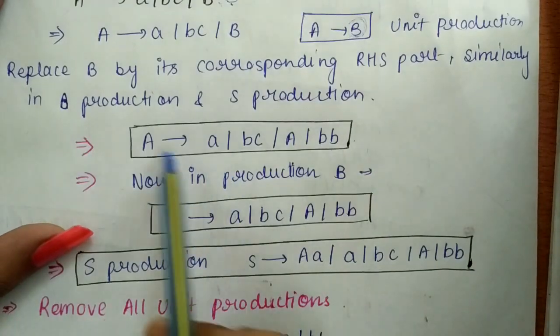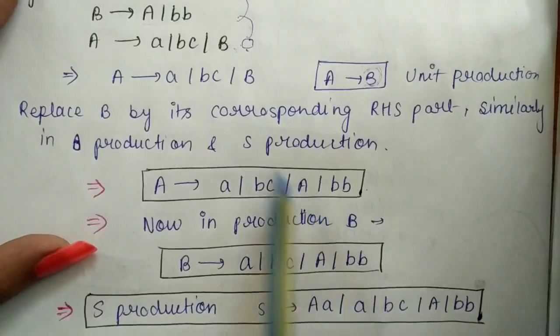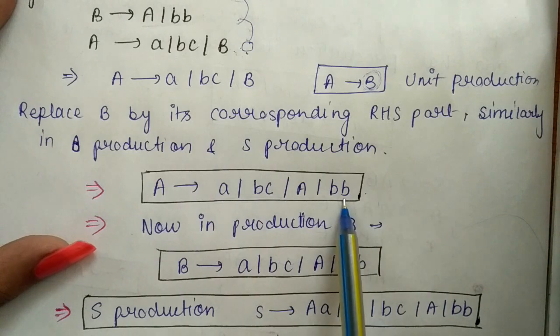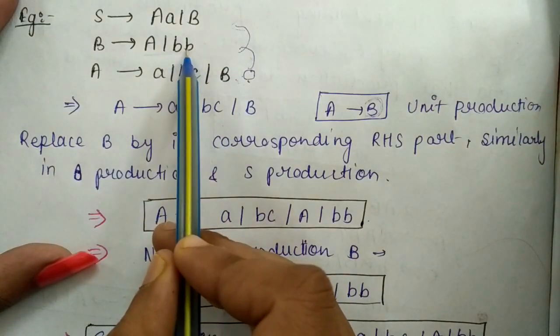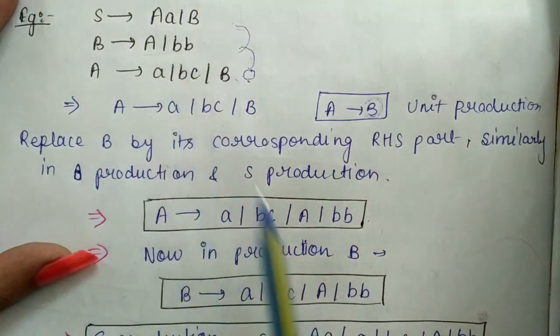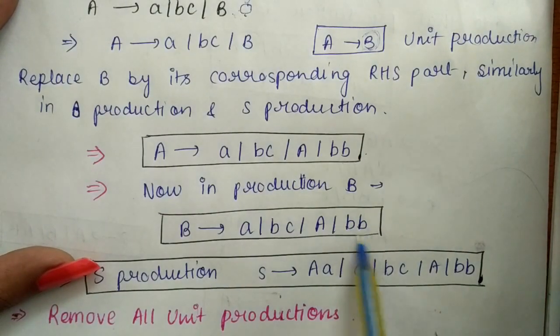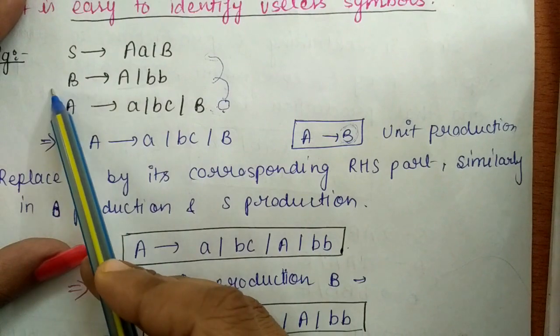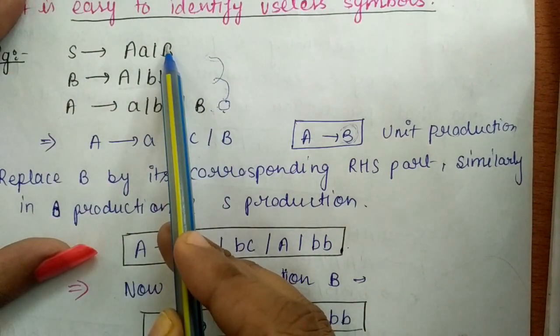Now what is the value of A? The value of A is this whole: A, BC, A and BB. Now B is also having BB, so we don't write repeated values. Okay, so that's why I have written BB only one time. Now we are done with this, and we are done with this. Now we will come to the S production.